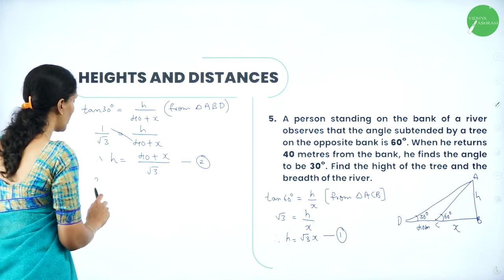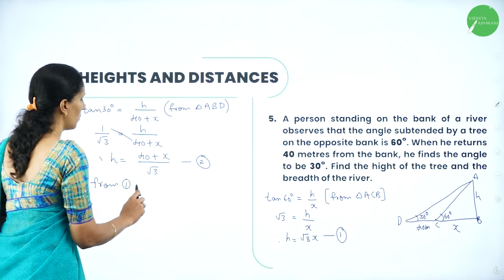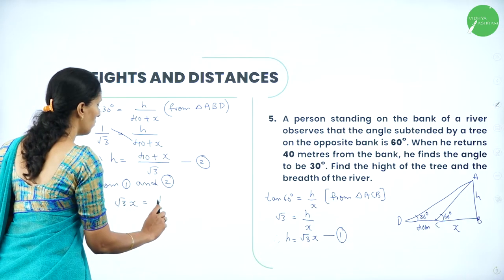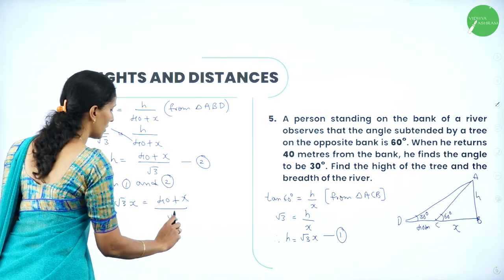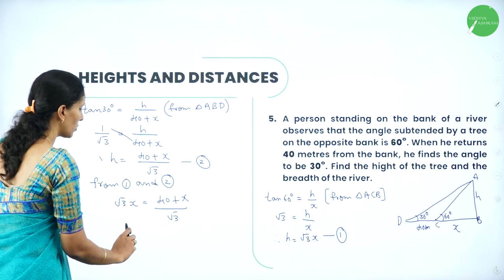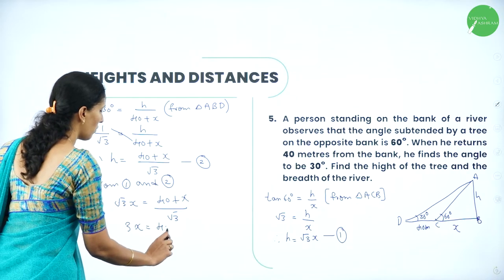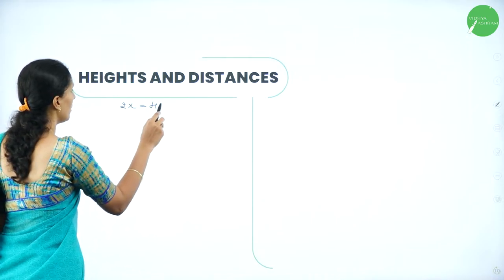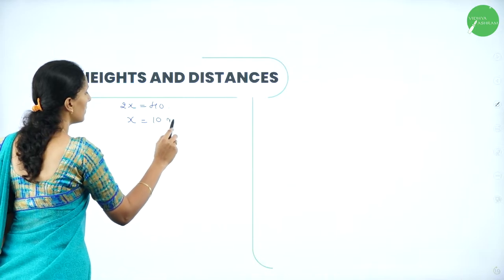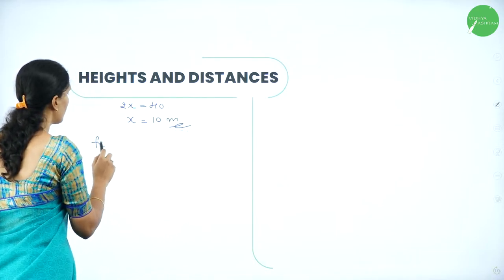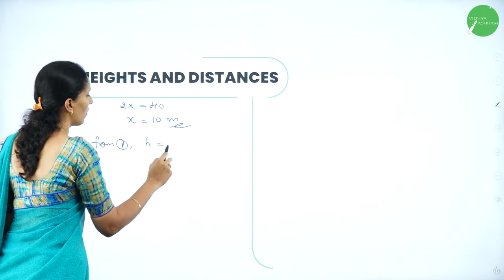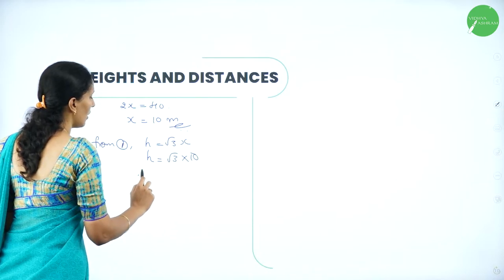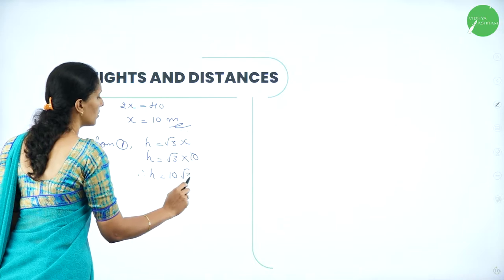Now h is equal to 40 plus x by root 3, and h is equal to root 3 x. So from 1 and 2, I can equate them: root 3 x is equal to 40 plus x divided by root 3. When you multiply root 3 into root 3 it is 3, so 3x is equal to 40 plus x, or I'll get 2x is equal to 40, or x is equal to 10 meters. Now from 1, I got h is equal to root 3 x. So h is equal to root 3 into 10. Therefore, h is equal to 10 root 3 meters.